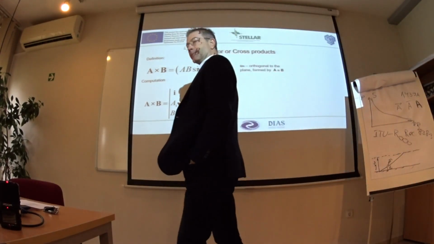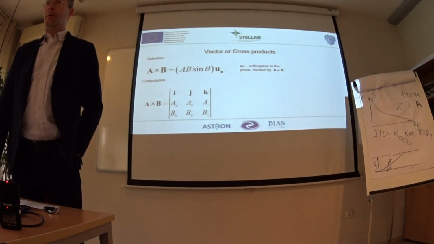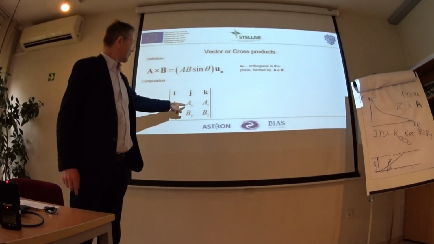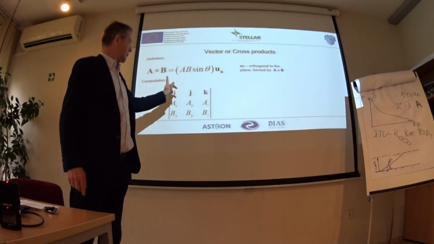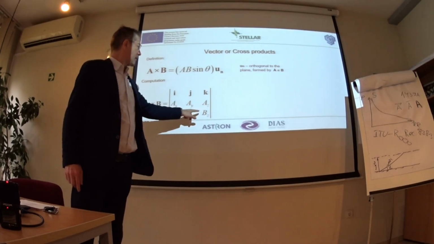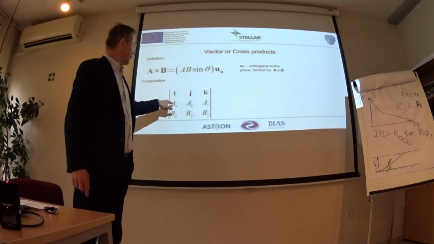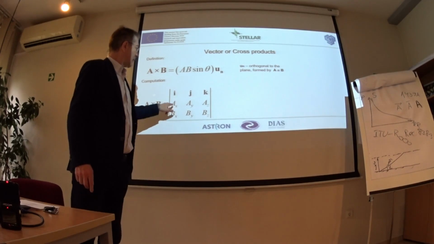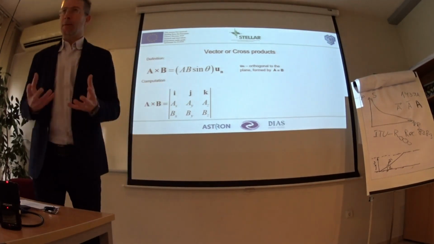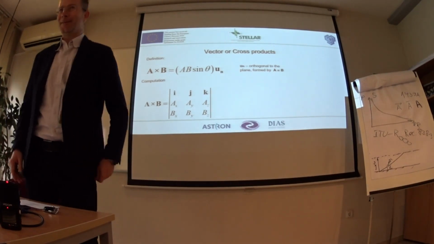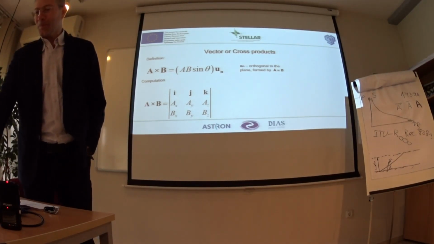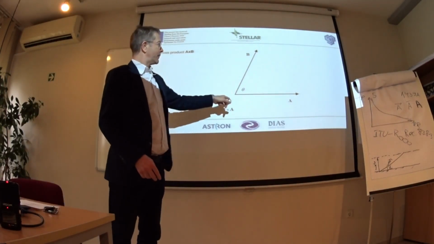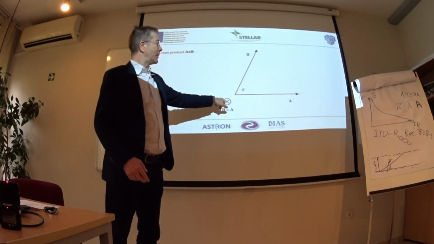How is this solved? Very easy. It will be i times this times this minus this times this, vector j, this times this minus this times this, and vector k, this times this minus this times this. This is how it is, easy, as you say. And here how we describe it: vector A, vector B, angle between them, and this is the result.